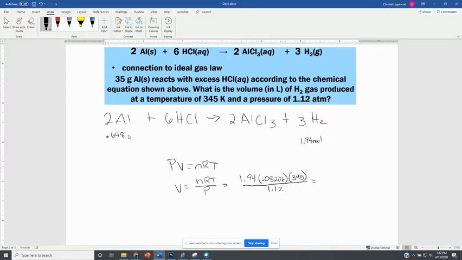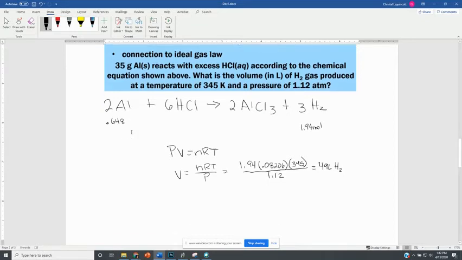So when I calculate that out, my volume here ends up being, I'm going to have to pull up my calculator for this one. Oh, no, I do have it down here. 49 liters of H2. So 49 liters H2 would be our calculated volume.